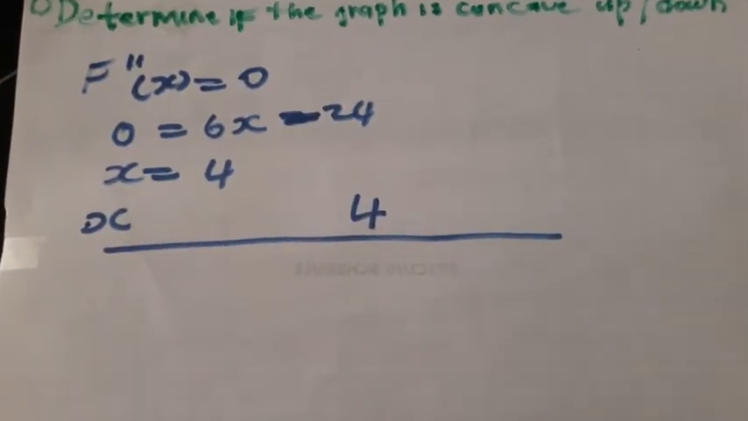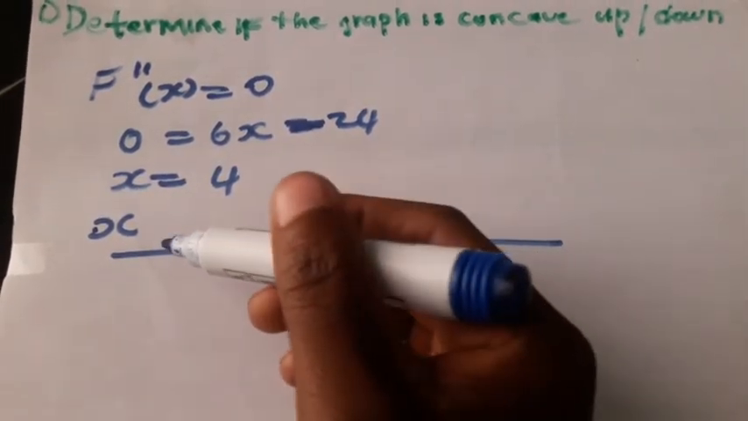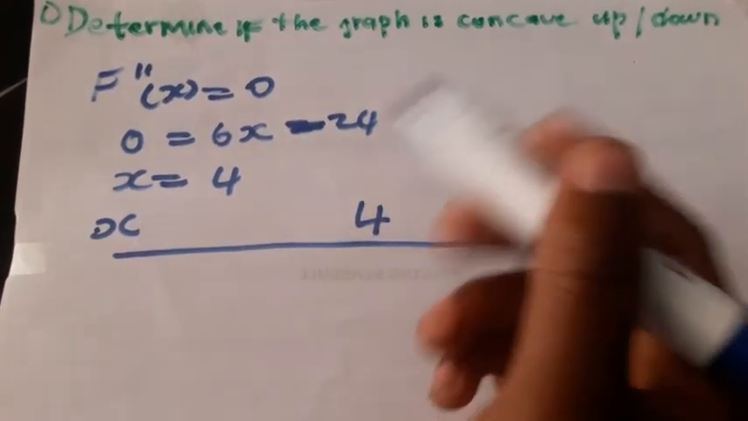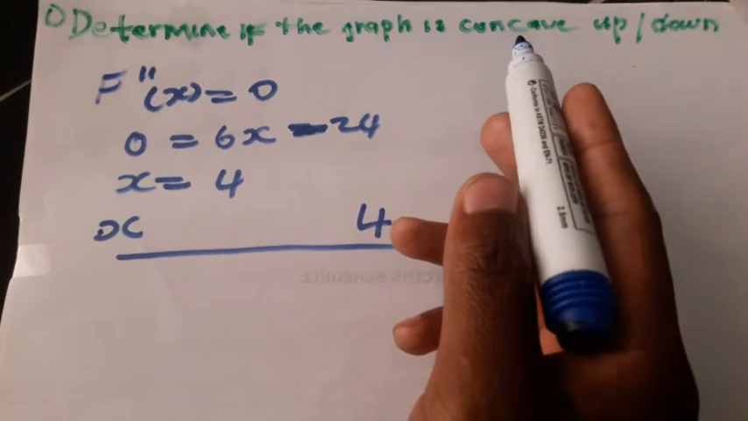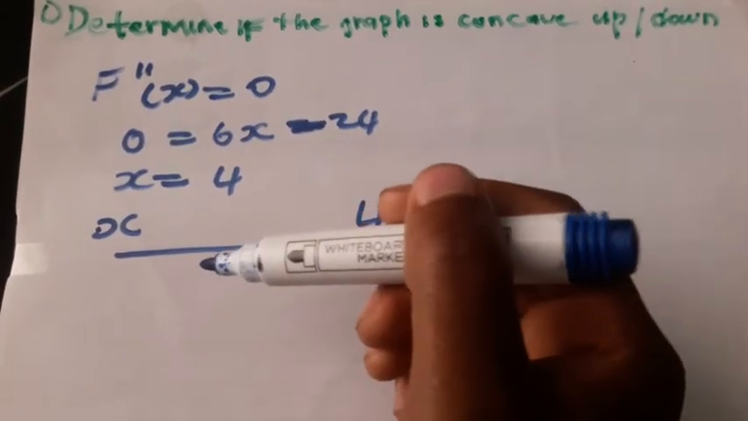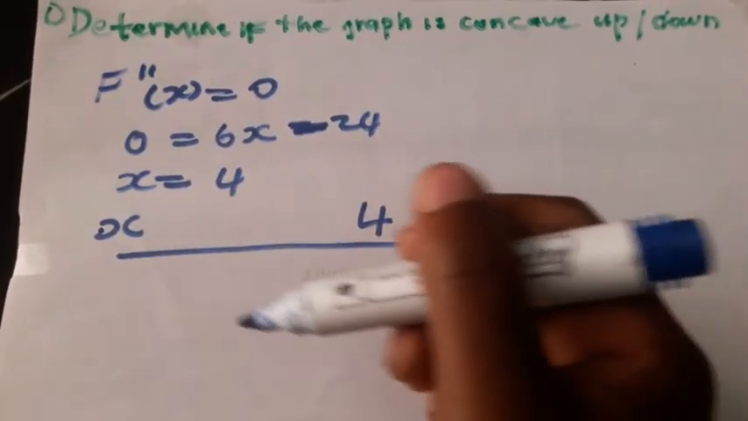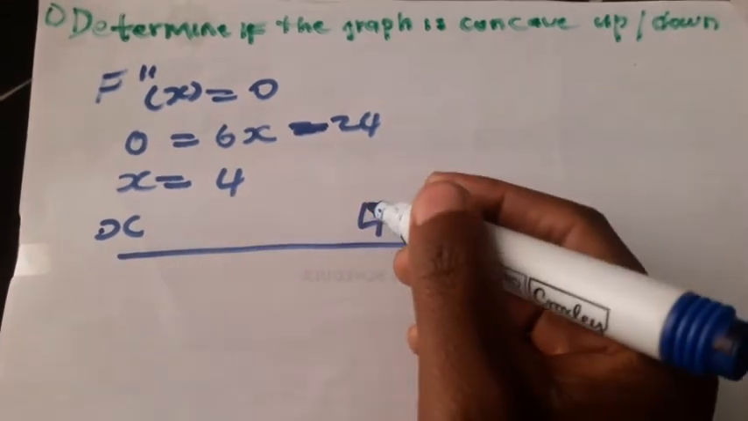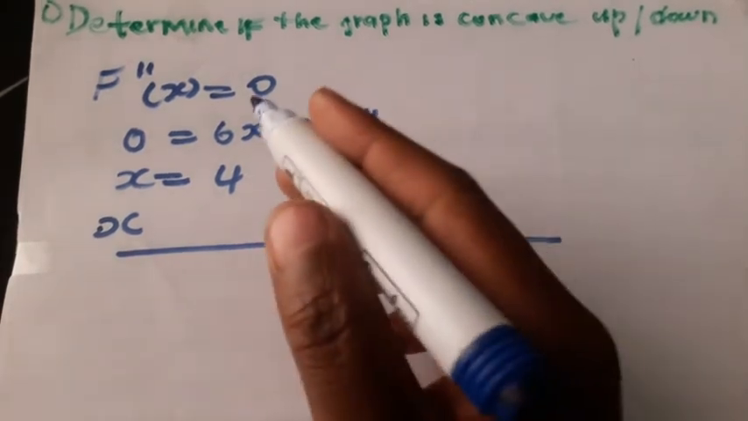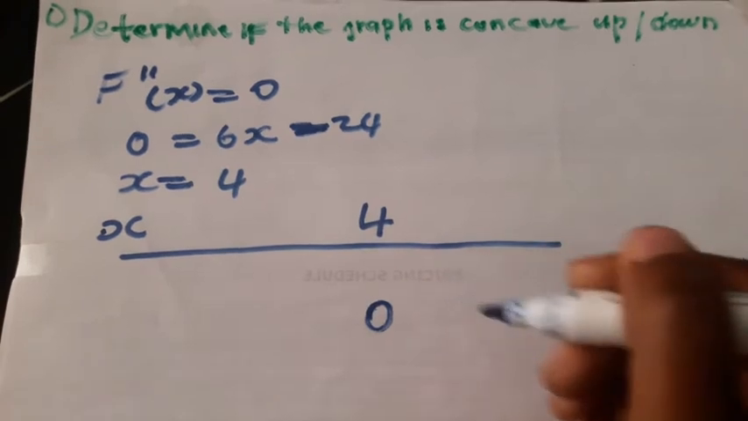Now, 4 was the value of x. When trying to determine the concavity of a graph, whether it's concave up or concave down, it is the same as trying to determine inequalities. So we know that x was equal to 4, and the second derivative at the point of inflection was equal to 0, right?